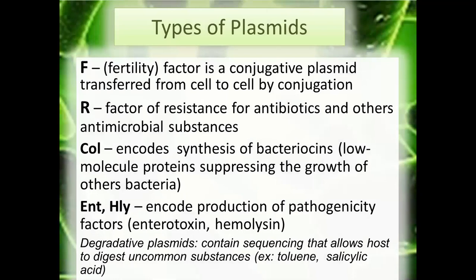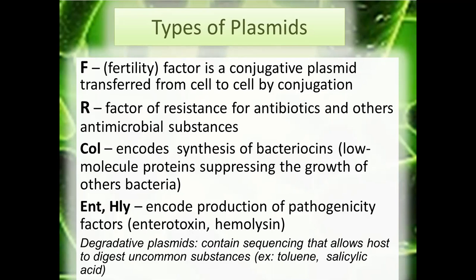Plasmids perform different functions in bacterial cells, and here you see the list of main types of plasmids. They are F plasmids. F means fertility factor. It's a conjugative plasmid, so it can be transferred from one cell to another by the process of conjugation. We'll talk about it a bit later. If bacteria have this F factor, it also produces special structures, F pili or sex pili, to transmit the DNA to other bacteria.